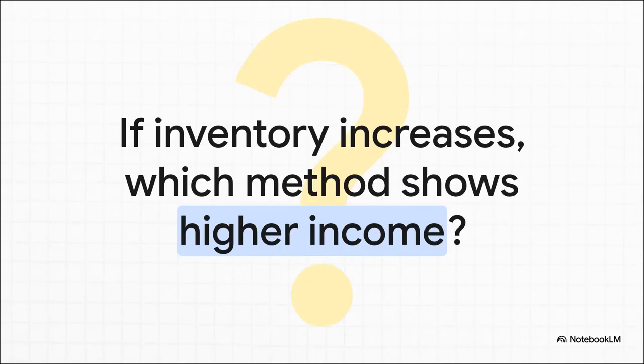All right, we've covered the core differences, we've walked through the 3 big scenarios, and we've armed you with the golden rules. So, I'll leave you with one final question to lock this all in. If a company produces 10,000 units but only sells 8,000, meaning inventory increases, which costing method will show a higher operating income? Think about where those fixed costs are hiding.